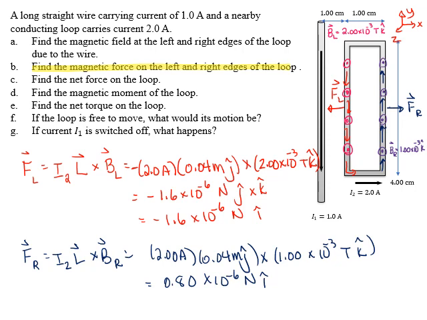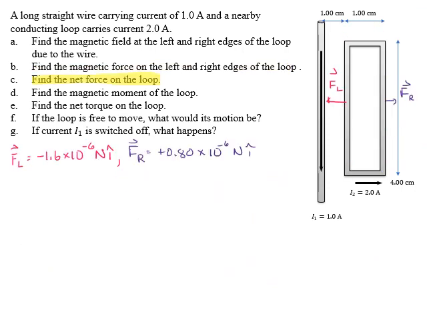Part C we'll do next. Part C asks for the net force on the loop. So we've got the left and right dealt with. What about the top and bottom? So on the top, there's a magnetic field that points out of the page. There's a current that's coming to the right. So there's the current I2 on the top. What would be the direction of that force? If you do your right-hand rule, you should see that the force on the top part of the loop is going to point up. What about on the bottom part of the loop?